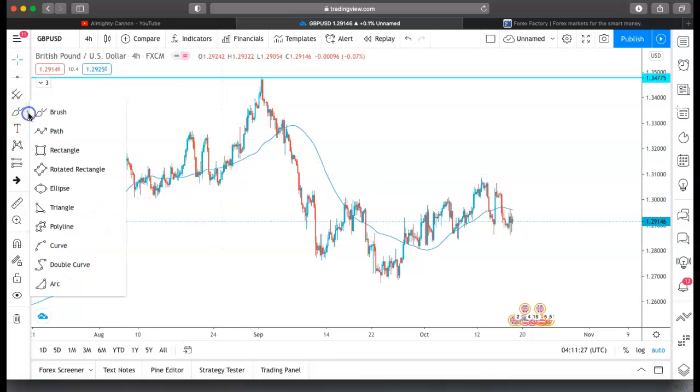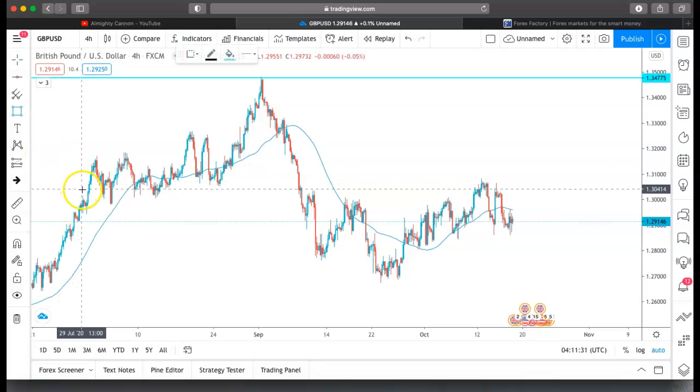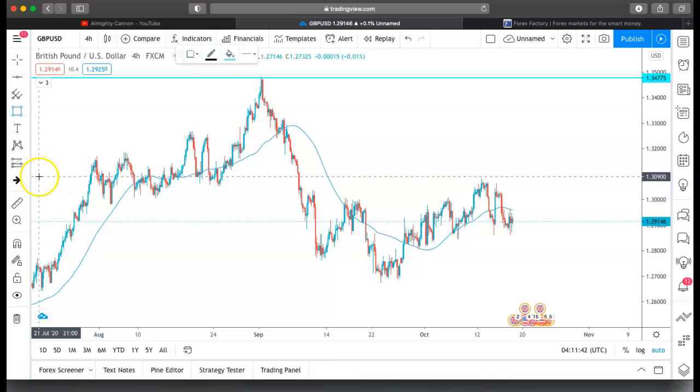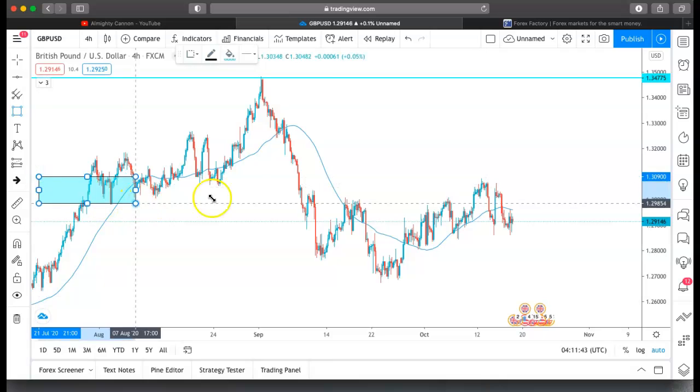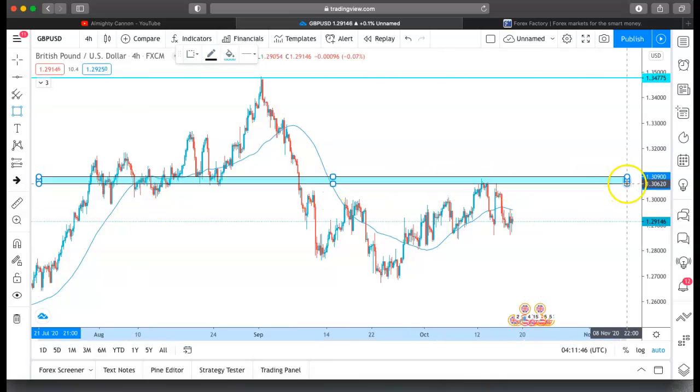So I'm going to grab my rectangle tool, and what I'm going to do with this rectangle tool is it's simply going to be a zone. It's not going to be a pivot or anything like that. It's going to be a zone. I'm going to go ahead and mark out this zone for this support here.